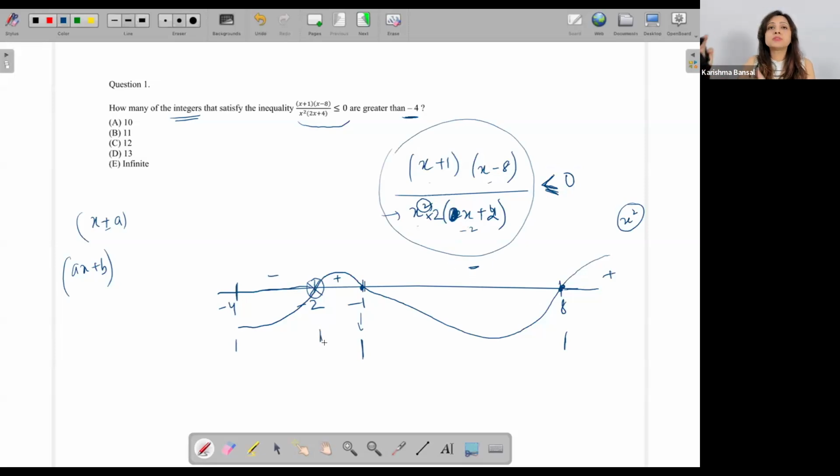Remember, start with positive and then alternate positive, negative, whatever, for as many sections as you have on the number line. Okay, so now from -4 to -2, -2 is not included, and -4 is not included because I need greater than -4. How many integers do I have in this section? I only have one integer, which is -3. So I'm going to count this one. Now from -1 to 8, all these numbers are inclusive, right? My x can be -1 because it's in the numerator, so this is allowed, and all the integers in between -1 and 8 are allowed.